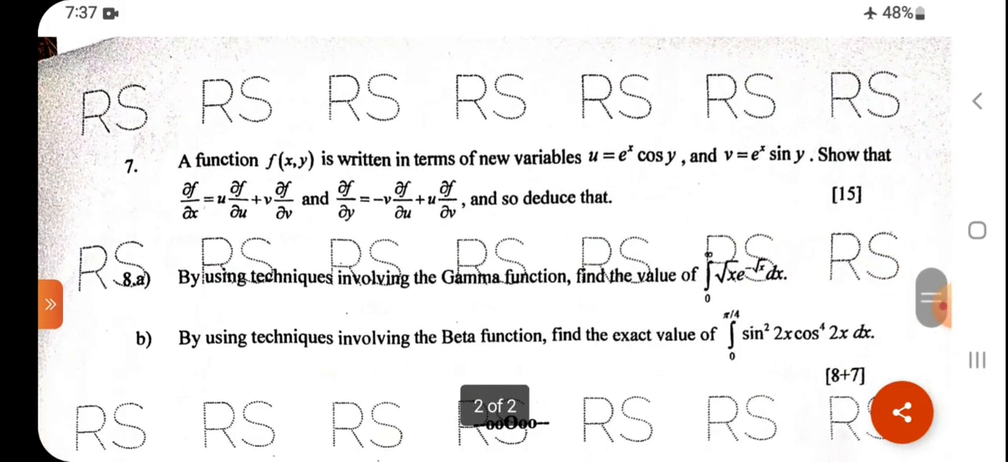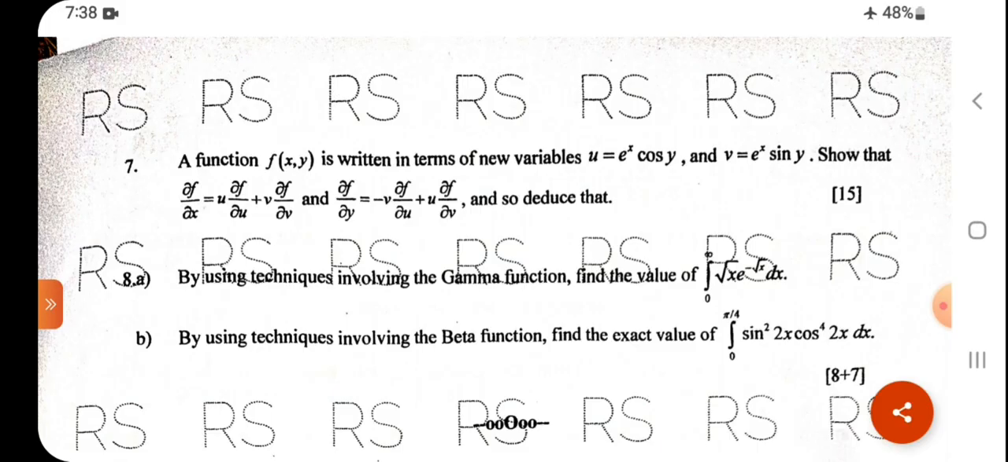Seventh bit. This is also somewhat difficult. Of course u and v are given here. Then show that dou f by dou x equals the given expression. The problem is that you need to calculate the function f of x comma y written in terms of new variables. They have given f in terms of u and v, but they have not mentioned any expression for that. If that is the case, you need to calculate this one. This is also somewhat difficult and a different one. Nothing to worry.